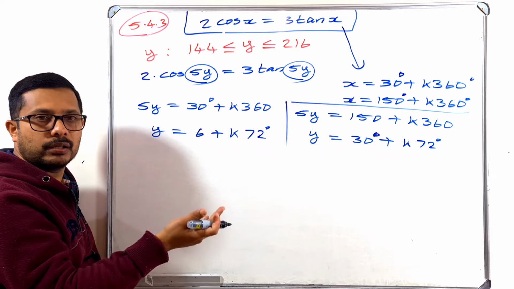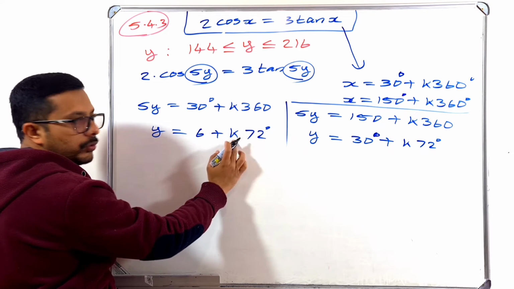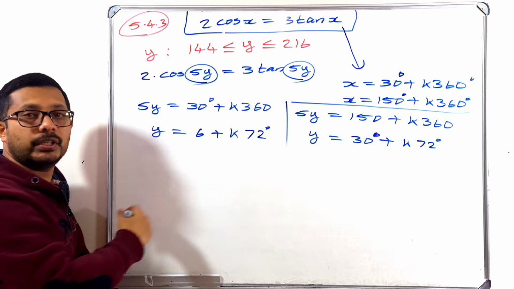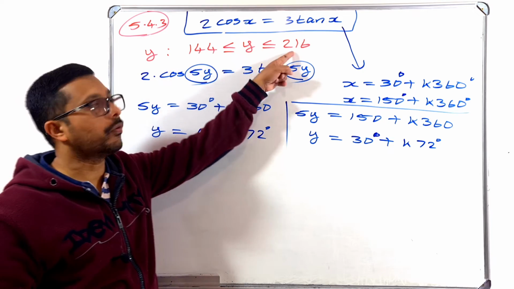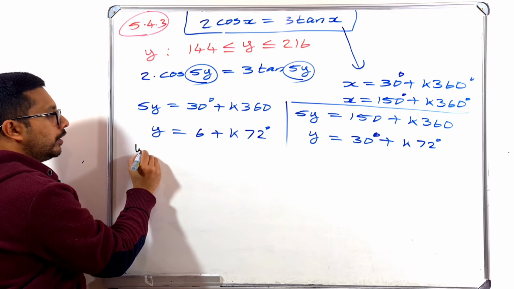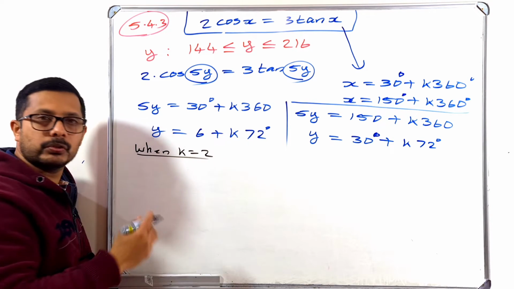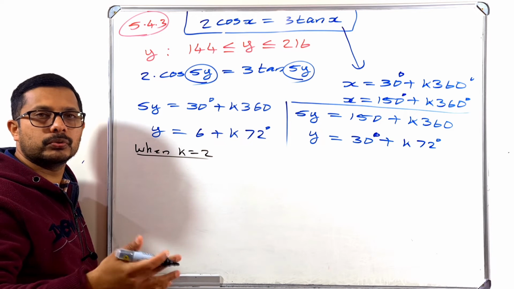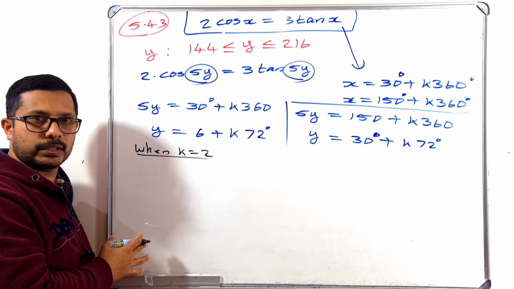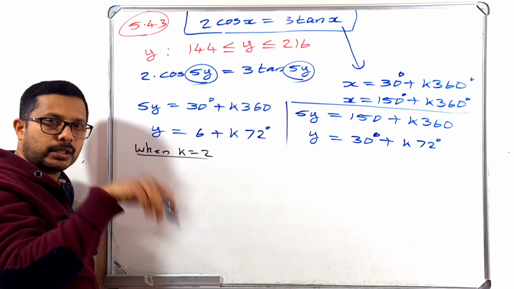K is equal to 1. If I substitute k as 1, 1 times 72 is 72, plus 6 is 78. But that is not in our range. You understand? So what if I substitute k as 2? I can substitute any values for k: 1, 2, 3, or minus 1, minus 2, minus 3. That stands for the rotation, anti-clockwise and clockwise.